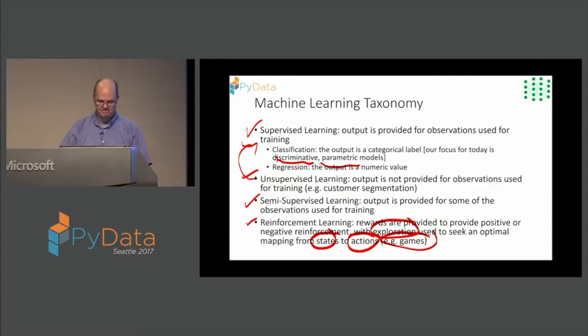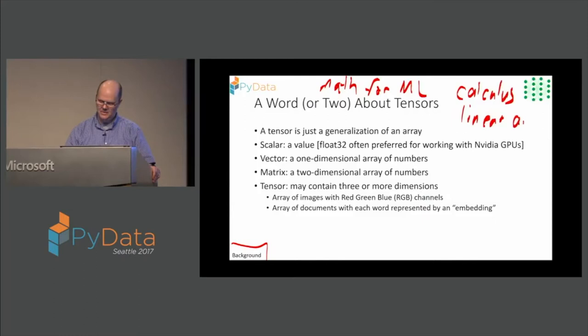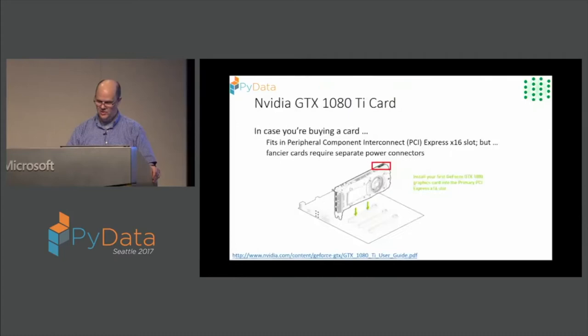All right, so a word or two about tensors. Good times. So this says it's background. This is a little bit about linear algebra. You could search for math for machine learning, and there's a couple of nice tutorials that give you a little bit of background. The kinds of math that you might see here are calculus and linear algebra. And I guess I should also add statistics. Those are the three big areas.